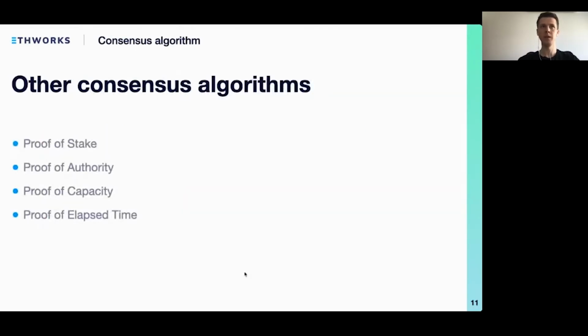Obviously, people came up with different consensus algorithms. To name a few, we have proof of stake, proof of authority, capacity, and elapsed time. I don't have time to talk about them all today, but I can mention that proof of stake is a family of algorithms that will have more importance in the future. Ethereum 2.0 will have consensus based on proof of stake.